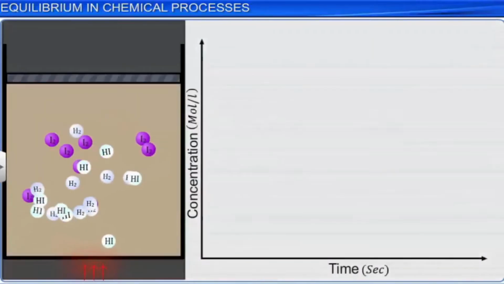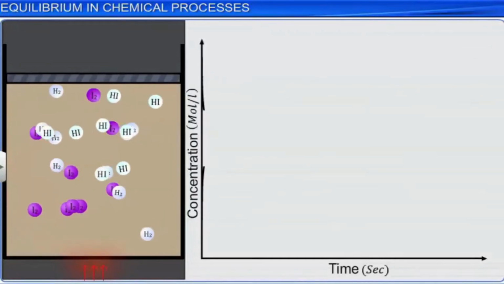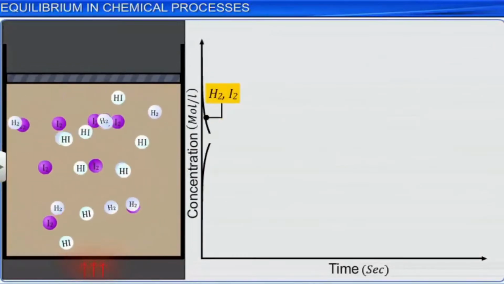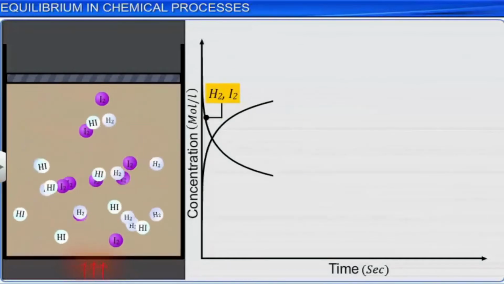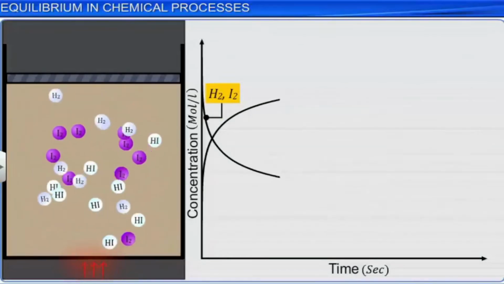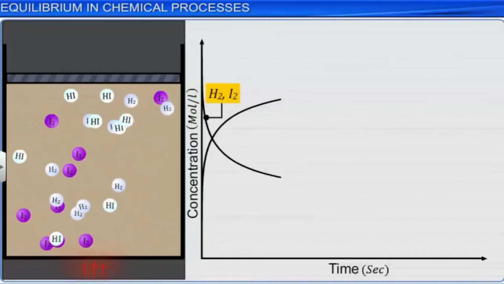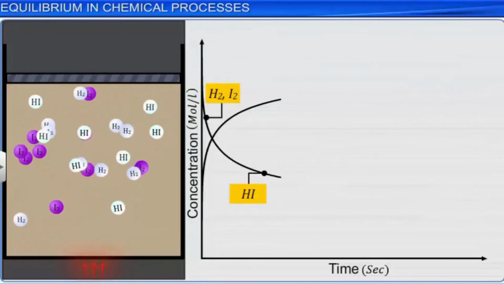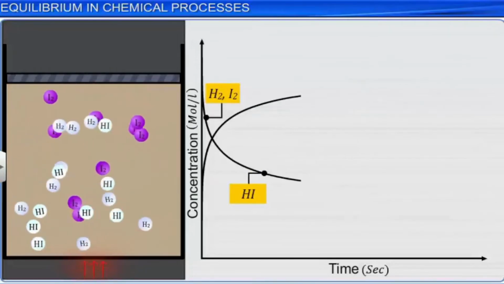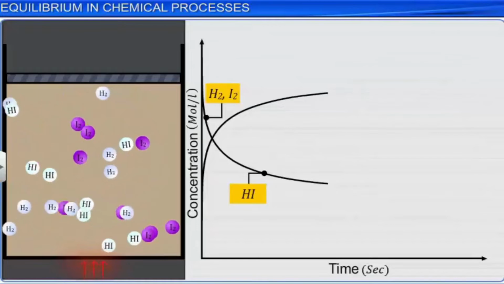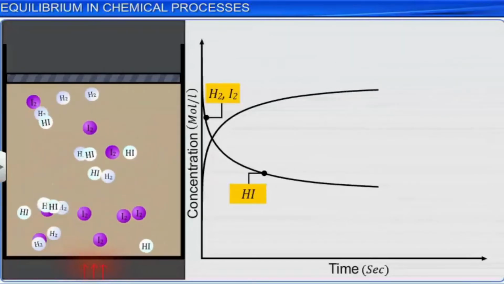This is because, as the reaction proceeds, the concentrations of hydrogen and iodine decrease as they are consumed, and hence, the rate of forward reaction slows down. On the other hand, the concentration of hydrogen iodide increases with the progress of the reaction. As hydrogen iodide accumulates, the backward reaction of hydrogen iodide decomposing to hydrogen and iodine becomes significant.